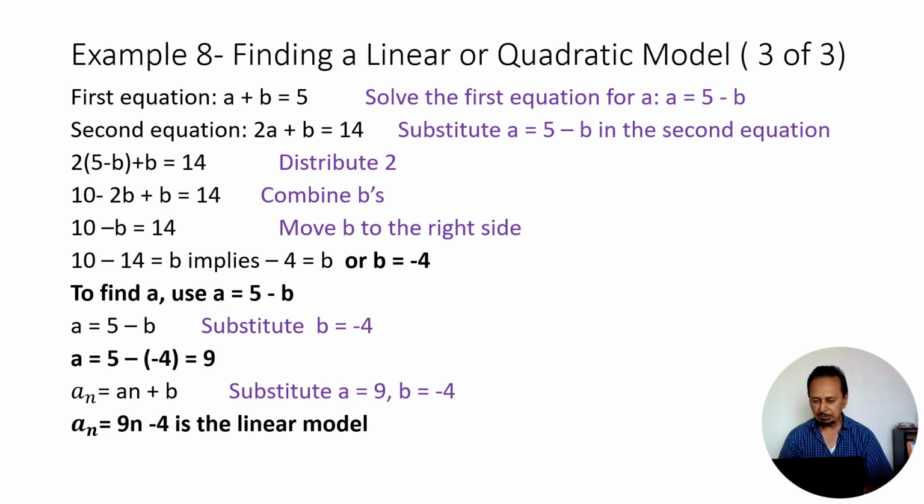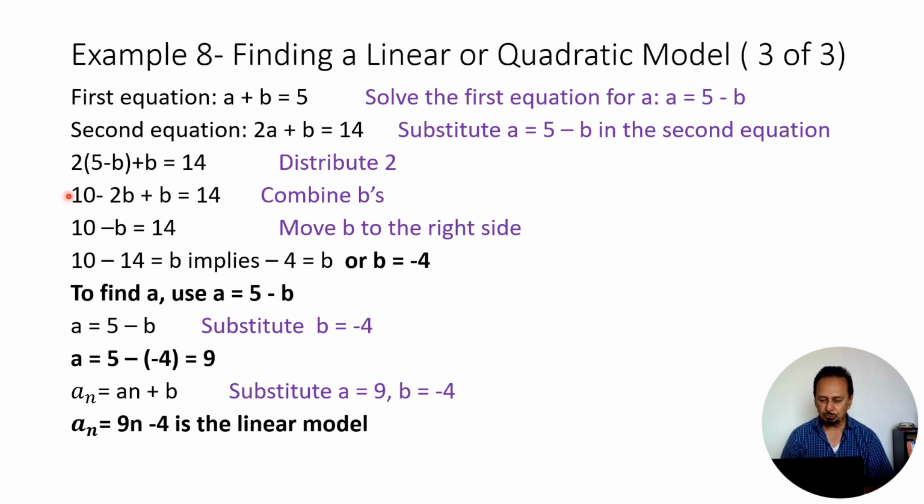The first equation is a plus b equals 5. We solve this equation: move the b to the right, so we have a equals 5 minus b. Now the second equation is 2a plus b equals 14. So we substitute a equals 5 minus b in this equation, so this equation becomes 2 times (5 minus b) plus b equals 14.